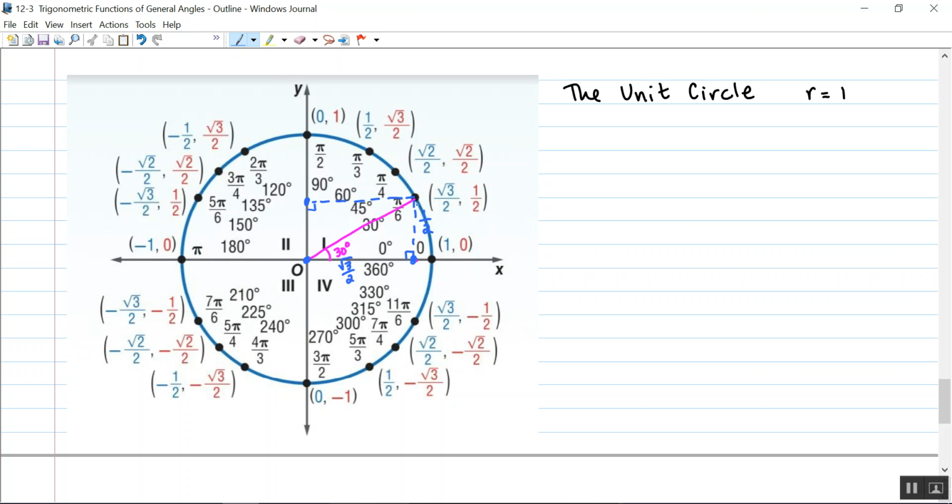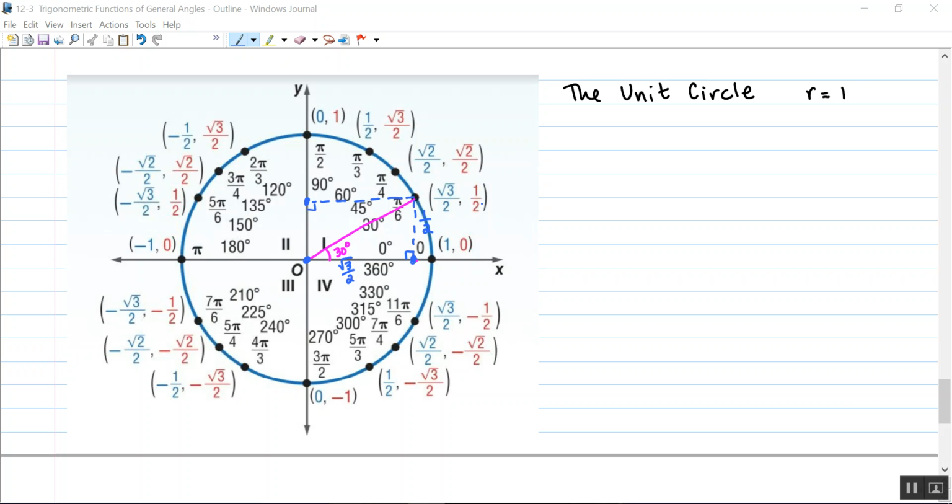The hypotenuse is 1, so the sine of a 30-degree angle is 1/2. Cosine is adjacent over hypotenuse. This distance right here is the adjacent side, that's square root of 3 over 2. My hypotenuse is 1, so the cosine of 30 is square root of 3 over 2. So this is how we get these points right here.